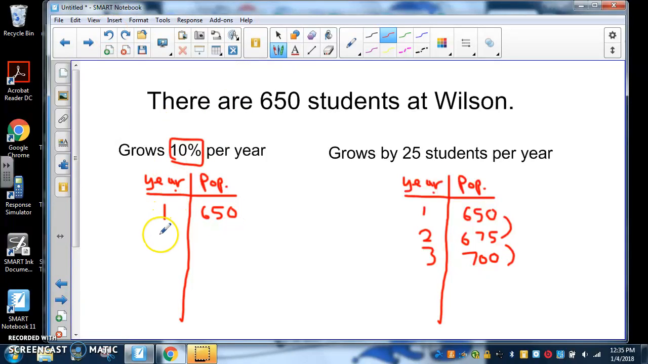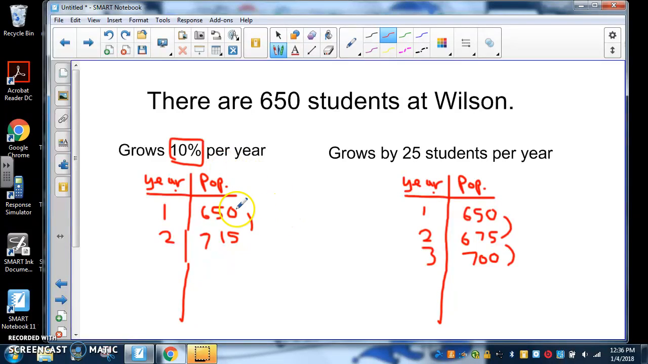So in year 2, I'm going to have 650 plus 65. That is 715. But let's say that's too difficult, because now I need to do that for this, and I'm going to get 71.5. There's an easier way to do this.